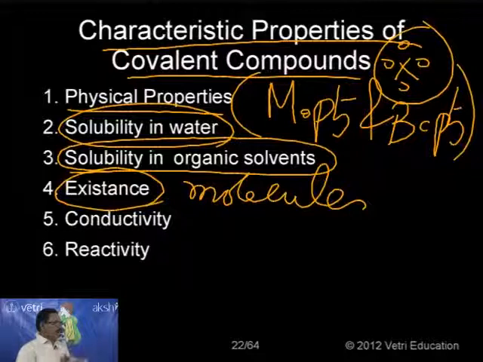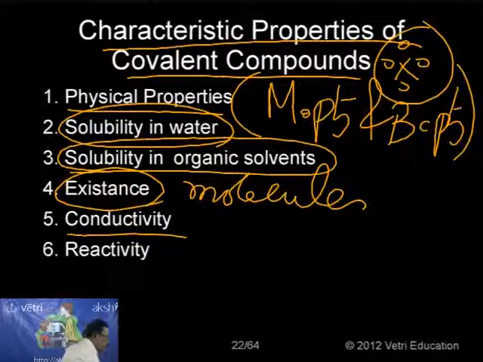So it is a molecule. The methane molecule is present in the form of a molecule. There is no ion present, so the existence is in molecular form. Since they are present in molecular form, the conductivity is very, very low. That means generally covalent compounds will have lower conductivity. They are poor conductors of heat and electricity.